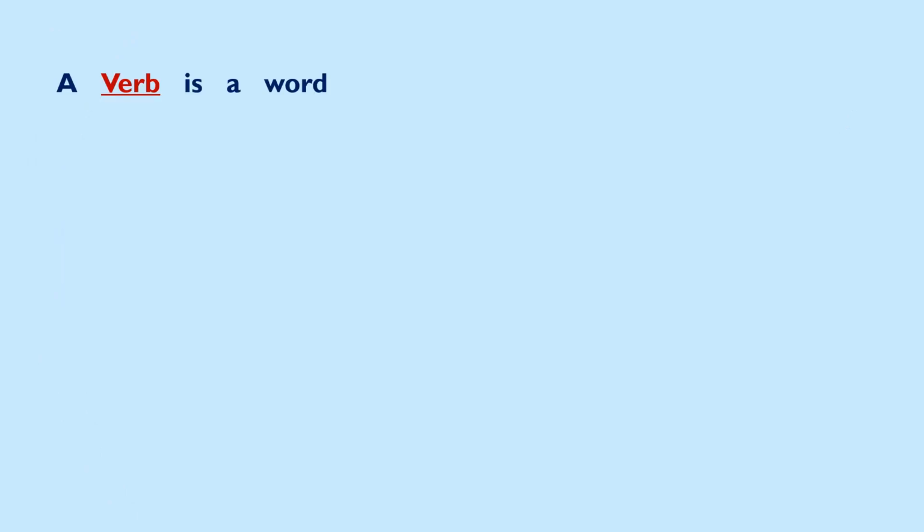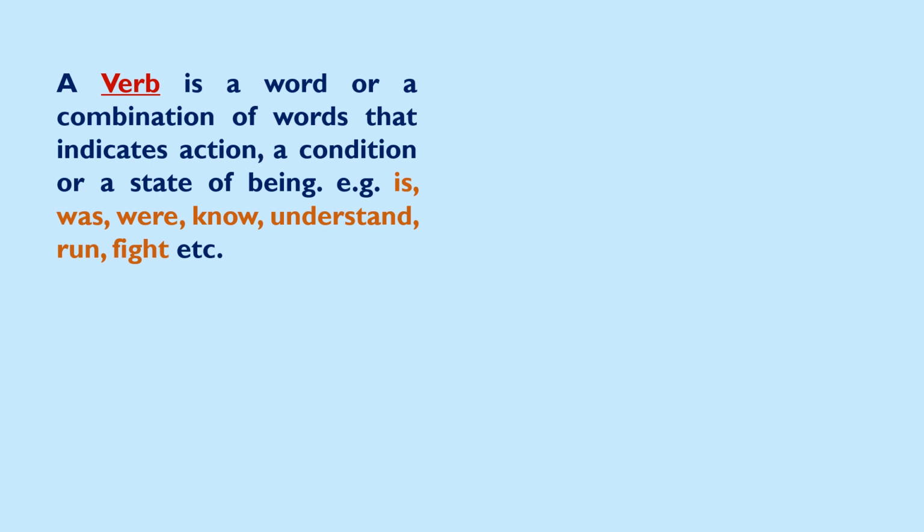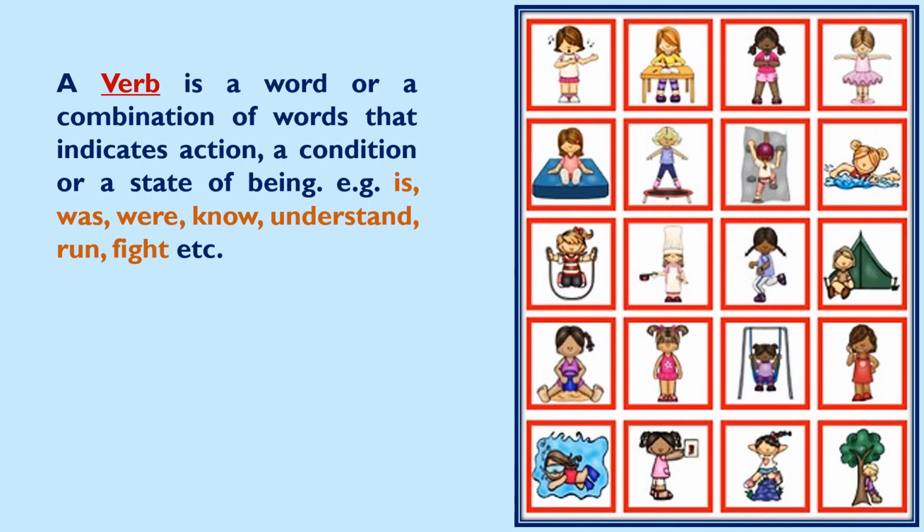A verb is a word or a combination of words that indicates action, a condition or a state of being. Now you already know that a verb is an action word. So running, jumping, fighting, etc. are action words or verbs. But verbs also indicate condition and a state of being like is, was, were, know and understand. Okay, so you can see various actions being performed here known as verbs. Sing, swim, hide behind a tree, etc.